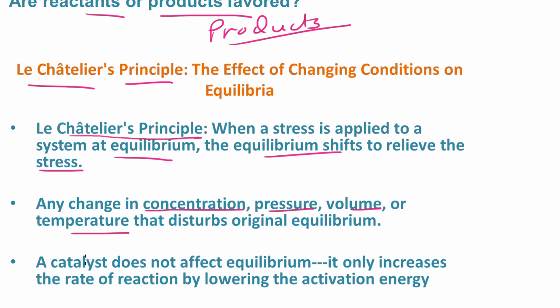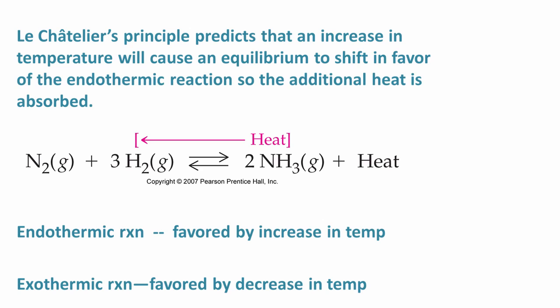Now, before we go into this, I just want to let you know that a catalyst will not affect equilibrium. Remember, a catalyst only increases the rate of reaction by lowering the activation energy. So if we add a catalyst to a system at equilibrium, it will not affect it. We'll just get there faster, but it's not going to affect the equilibrium.